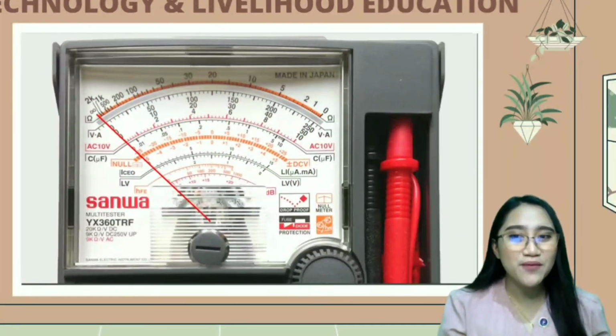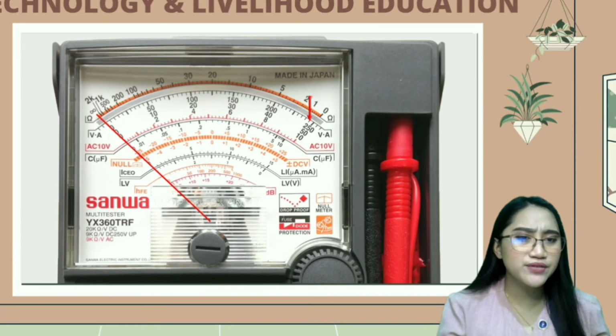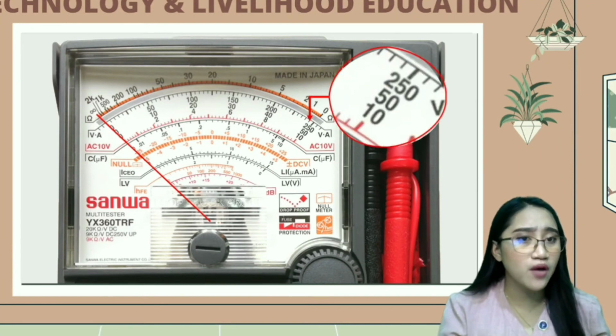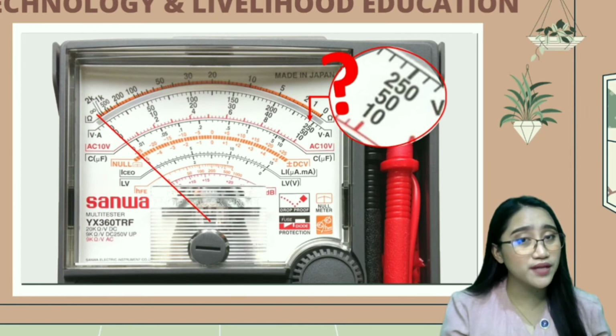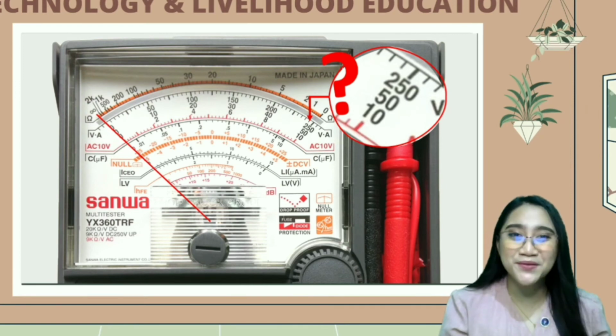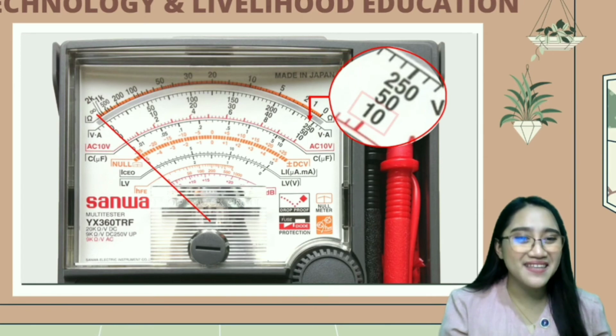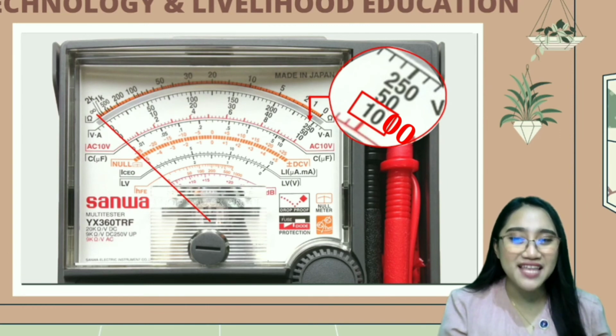Let's change our range to 1000 direct current voltage. Let's go back to our scale. Can you see any 1000 on our range? There is none, right? What are we going to do now? Can you see any number that resembles 1000? You are correct. It is the 10. We will add 2 zeros to our 10 to make it 1000.